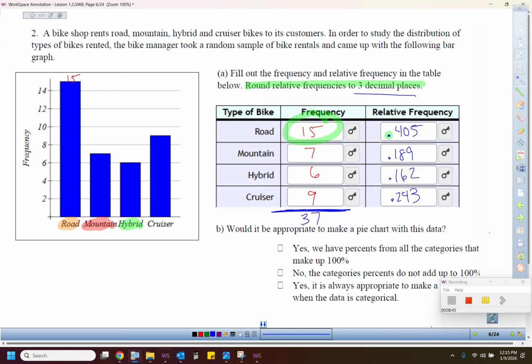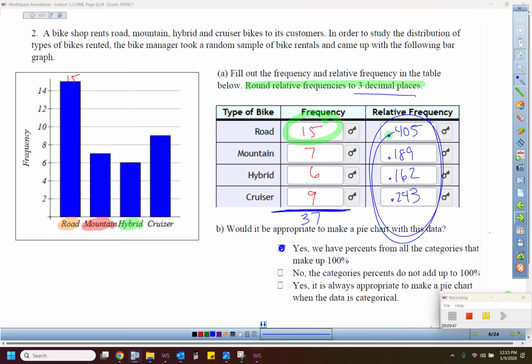So if you add up all these relative frequencies right here, they add up to the number 1, which as a percent is 100%. Isn't this every bike that they're selling at this place? That is 100% of their data. So anytime you have 100% of the data, it is okay to make a pie chart out of that. But if you don't have all the data, you can't make a pie chart. It's like, well, we're missing some stuff, so I can't make a pie chart out of it. Are we cool with that?